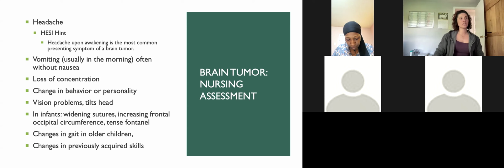In infants, you're going to see the same thing that you do with hydrocephalus. You're going to see those widening sutures. Their head circumference is going to increase. They're going to have that tense, bulging fontanelle. They might have changes in their gait or how they walk, might not be able to do things that they normally should be able to do.